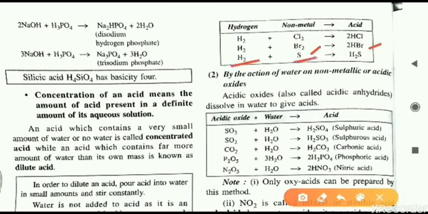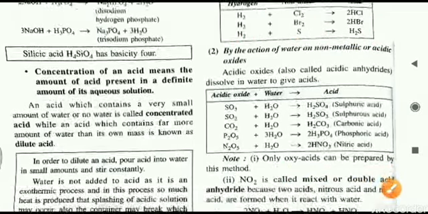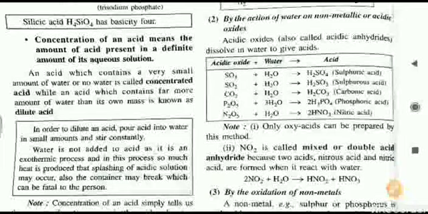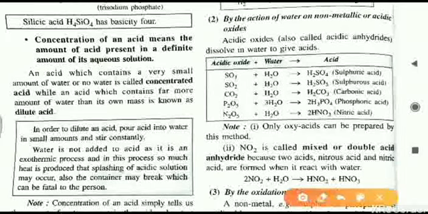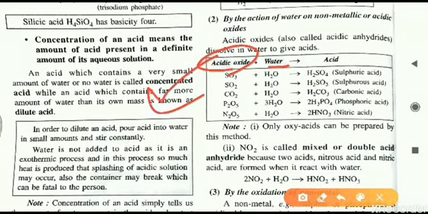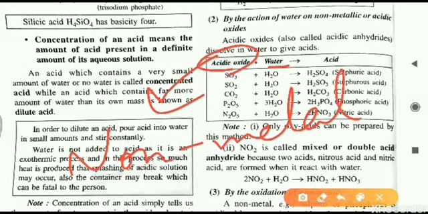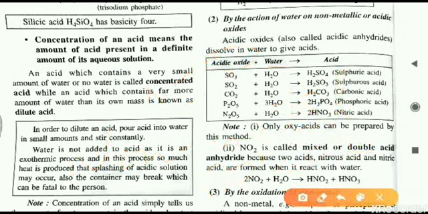Next, hydrogen combines with the non-metal sulfur and what we get is H2S, hydrogen sulfide gas. All these are acids. Now the second method is using water with an acidic oxide. An acidic oxide is an oxide of a non-metal. Whenever any non-metal atom combines with oxygen atom, it gives us a non-metal oxide.